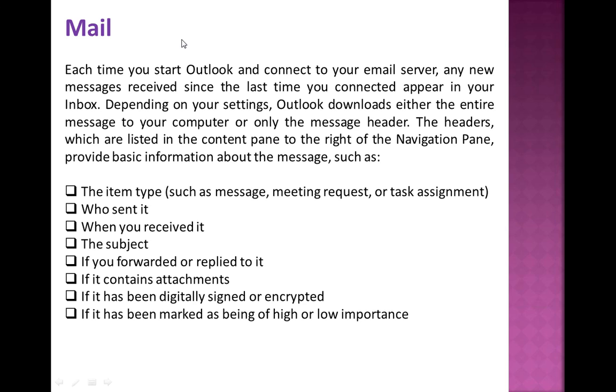The headers which are listed in the content pane to the right of the navigation pane provide basic information about the message. The header provides the basic information, not the full message, such as item type, who sent it, when you received it, and the subject, which is the most important. It also shows if you forwarded or replied to it, if it contains an attachment, if it has been digitally signed or encrypted, and if it has been marked as being of high or low priority or important. So these are the header information which will be available in the email message when it comes from the sender.